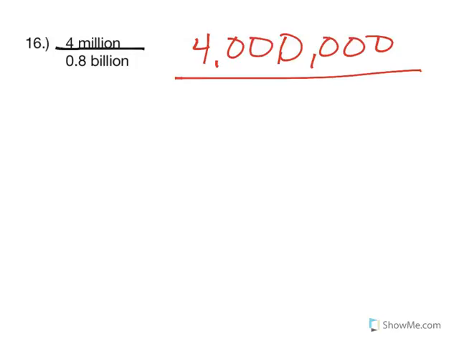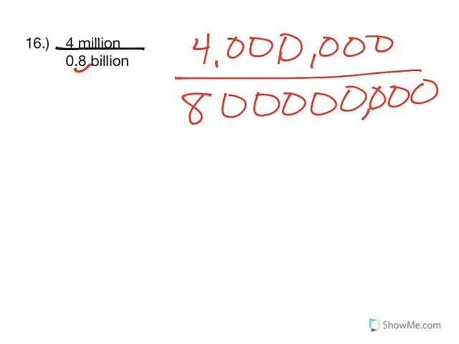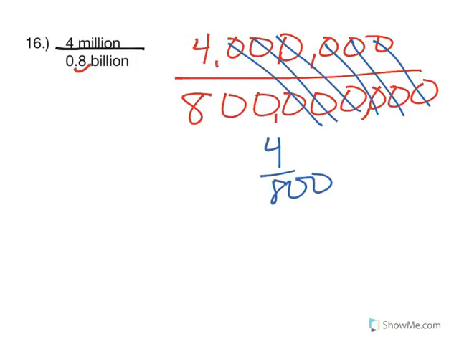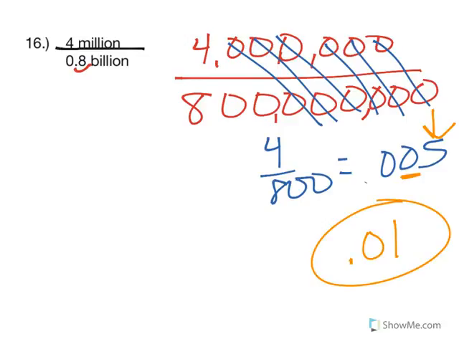And the last one, million is 6, so we're going to add 6 zeros. Billion is 9, so this 8 is included, so 1, 2, 3, 4, 5, 6, 7, 8, 9. Bunches of zeros, and since there are so many, I'm going to chop some off. We end up with 4 over 800. That reduces nicely to 0.005. And again, nearest hundredth, 5 rounds up, that rounds to 1/100th.